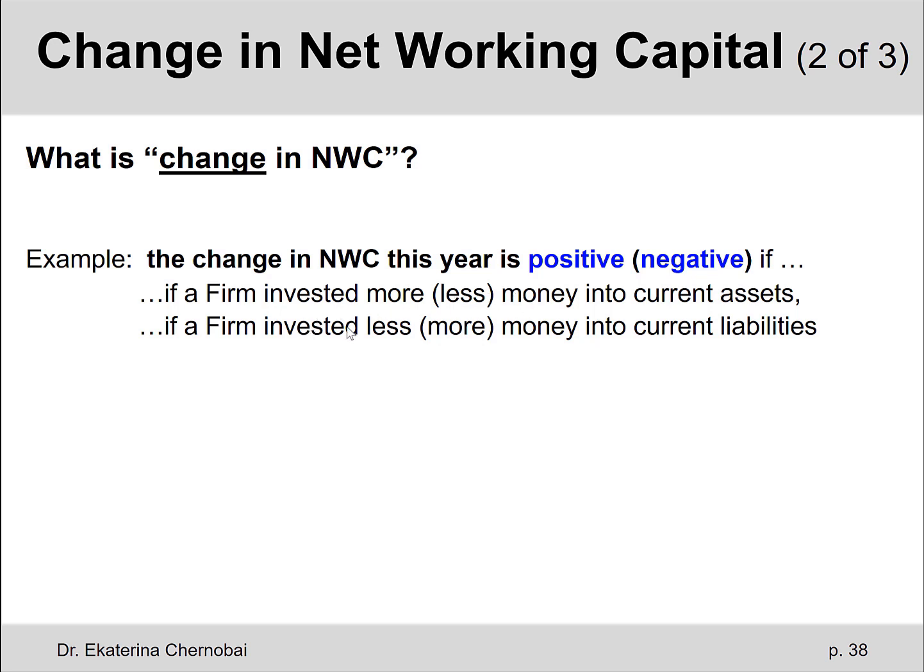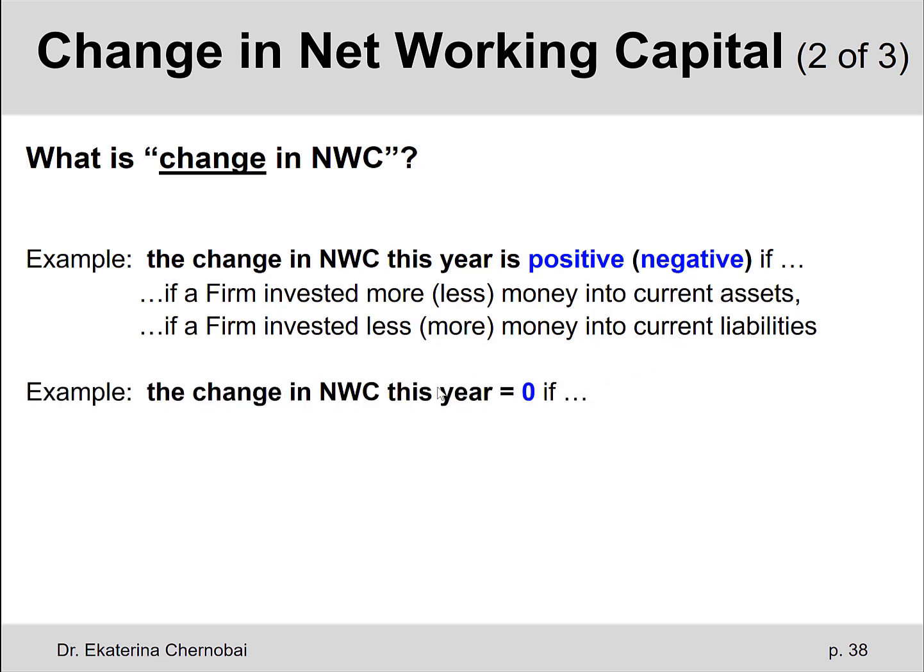And if we instead invest more money into current liabilities, it means that we now owe more money, right, to somebody else. And how would that happen? If we borrow more, so we have extra cash, right? So a positive change in net working capital means we spend money. A negative change in net working capital means we receive money.